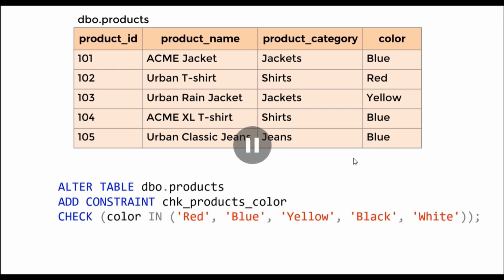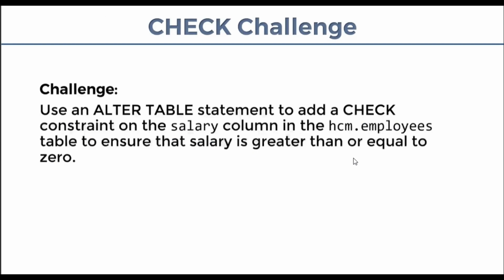Okay, with that aside, let's now go for a quick challenge. Use an alter table statement to add a check constraint on the salary column in the employees table to ensure that salary is greater than or equal to 0.